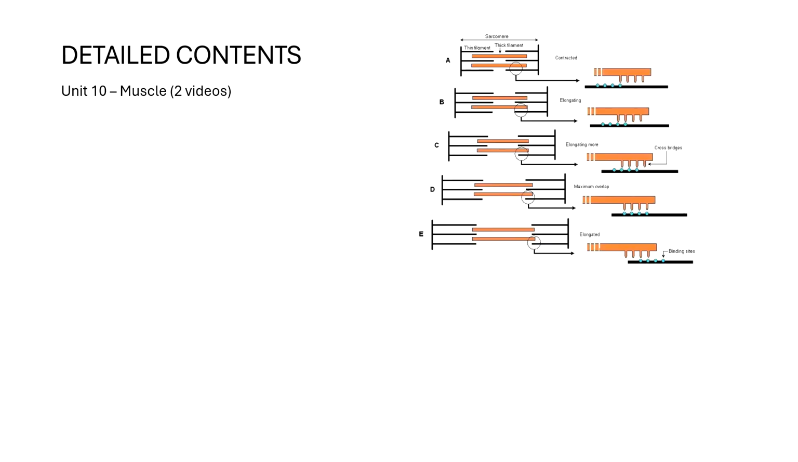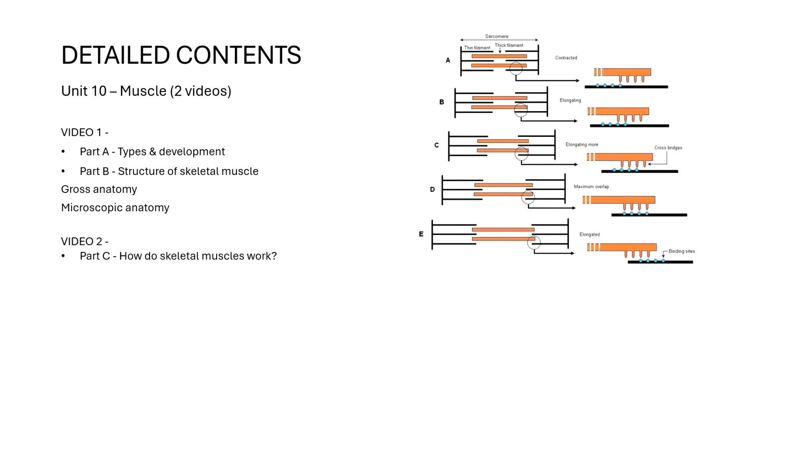Unit 10 deals with muscles. The first video will look at the structure of muscles. Part A, types and development. Part B, structure of skeletal muscle. It includes gross anatomy and microscopic anatomy.